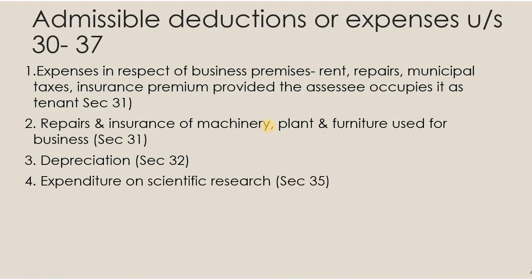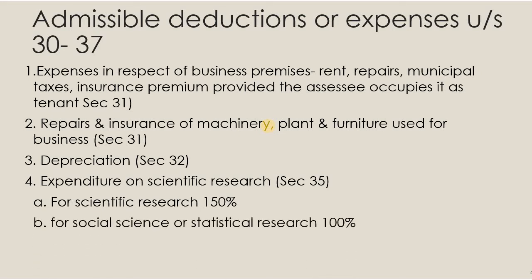Then fourth one, expenditure on scientific research. If any business incurs any expenses on scientific research, then there is a special weighted deduction for such expenses. First one is for scientific research, it is 150%. That means if you are spending 1 lakh, you can claim up to 1,50,000 as deduction. This is only to promote scientific research in the in-house industry itself, in-house business itself. Then for social science or statistical research, it is 100% of the total amount. How much amount you spend, that much can be deducted.